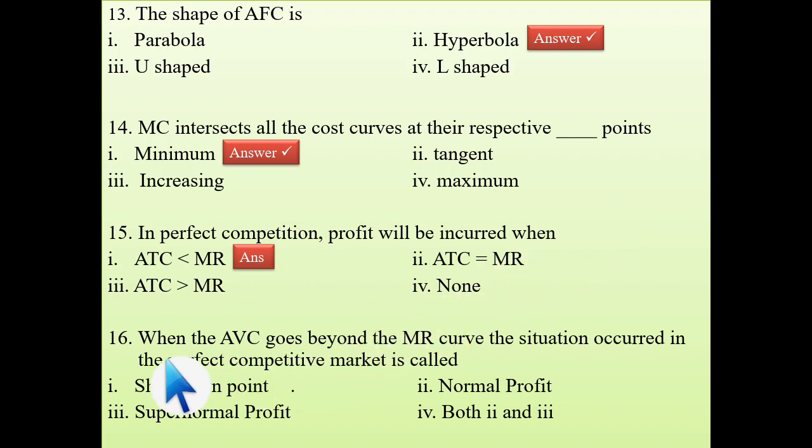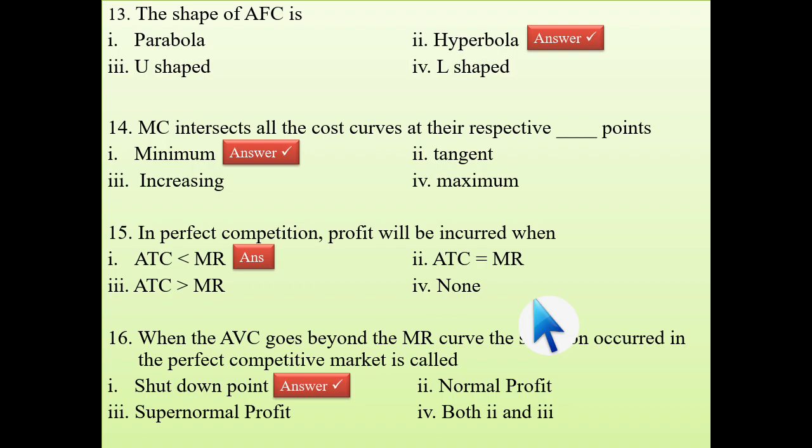Yes, that concept is used here. Coming to question number 16, when the average variable cost goes beyond the marginal revenue curve, the situation that occurs in the perfect competitive market is called dash, that is called the shutdown point, which I have just discussed. It is just a matter of average variable cost position.